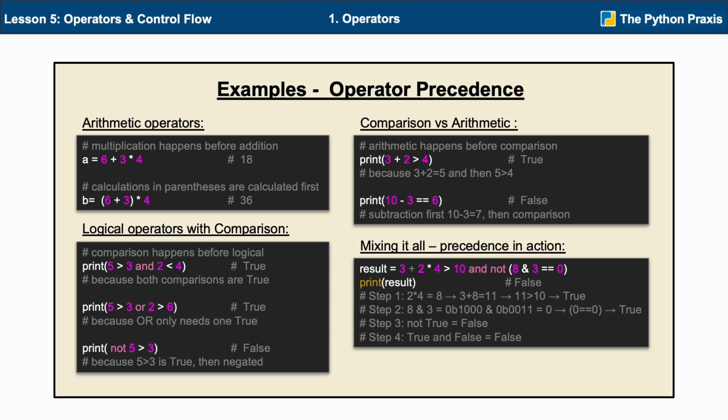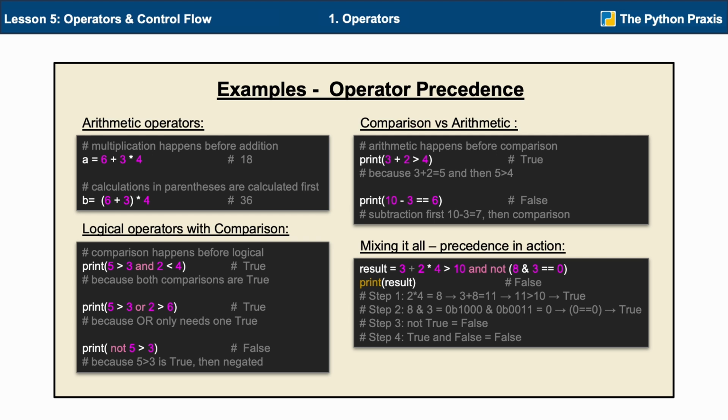5 greater than 3 and 2 less than 4 returns true, because comparisons happen before the logical check, and both comparisons are true. In the next example, 5 greater than 3 or 2 greater than 6 returns true, because or needs only one true statement to return true.